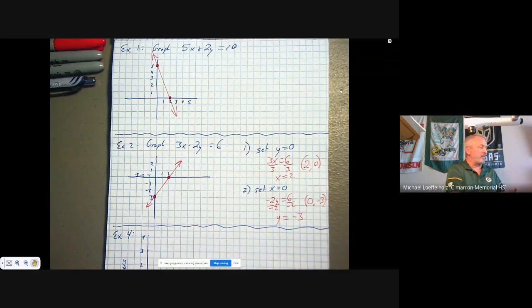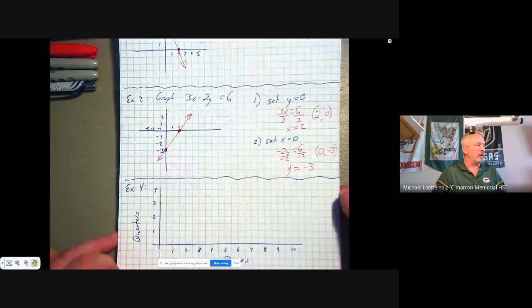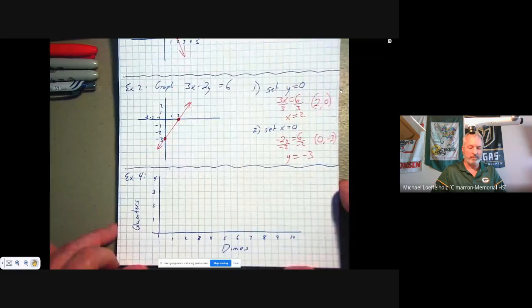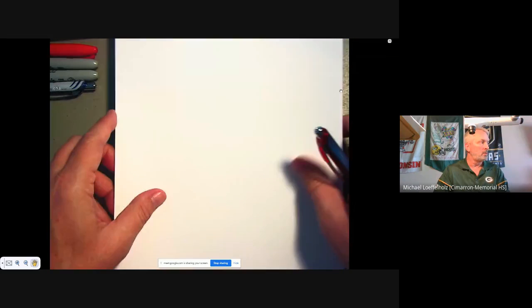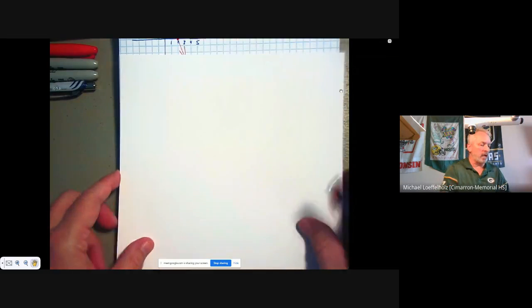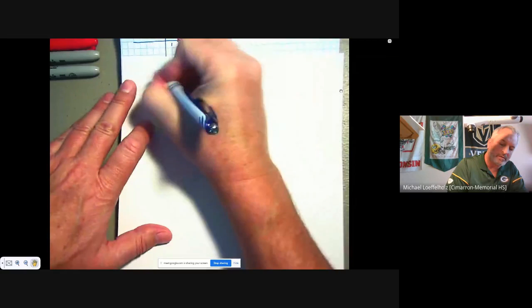Now I'm going to skip ahead to example number 4 because example number 4 fits on this same sheet of paper. Example number 3 had a couple graphs on it, so I didn't want to do that one. Example number 4 says we have dimes.